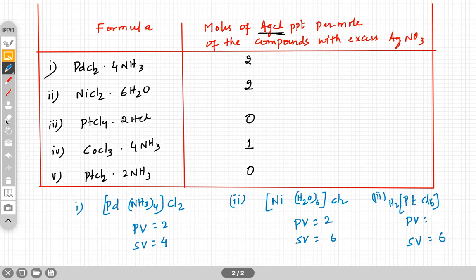I think we should write it this way. The correct representation here is this. Just a second. The third one, chlorine is the donor from HCl. So we can write this as PtCl4·2HCl. There is no charge on this complex. That's why the primary valency is 0 here. Secondary valency is 6.